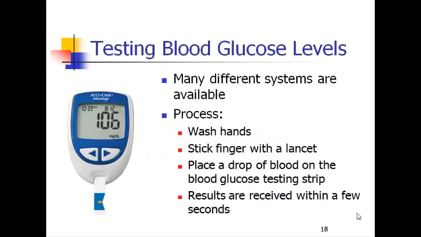Testing blood glucose levels. A person will choose the monitor that best works for them. The process is simple. First, the person washes their hands, and then they prick their finger with a lancet, place a drop of blood onto the blood testing strip in the sugar meter, and then the results will be given within a few seconds. Testing may be needed when a person is newly diagnosed with type 2 diabetes because sugar levels may be unpredictable and harder to control.